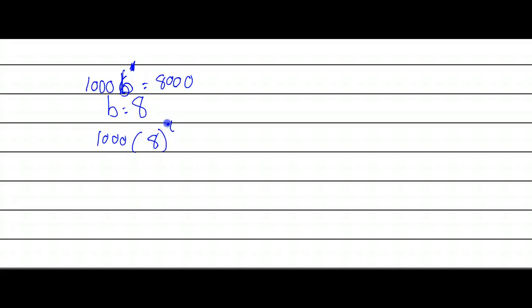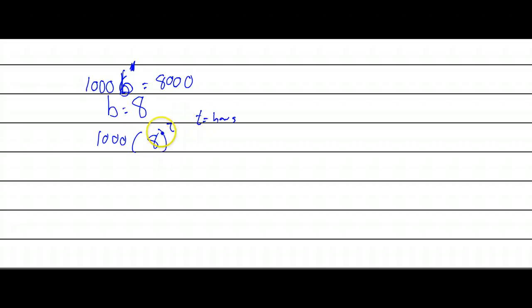That's number 7. The initial culture size at 0 is 1,000. So we start off with 1,000. After an hour, the bacteria goes to 8,000, so we need to find B, the rate. After 1 hour, we say T is equal to 1. It's 8,000, so our rate is 8. You solve for B: divide both sides by 1,000 and you get 8. So the equation is going to be 1,000 times 8 to the T power, where T is in hours.